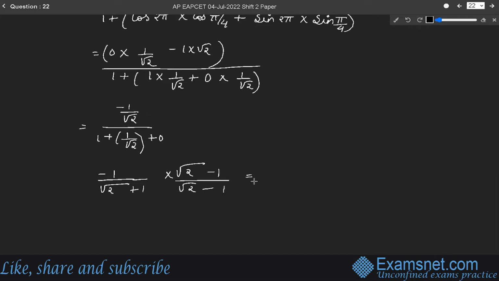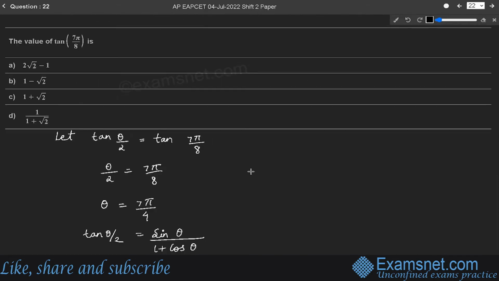So on rationalizing, this becomes minus 1 into under root 2 minus 1 divided by 2 minus 1, which is equal to 1 minus root 2. Therefore, this is the desired value of tan 7 pi by 8. So from all the given options, option number B is correct, which is 1 minus root 2.